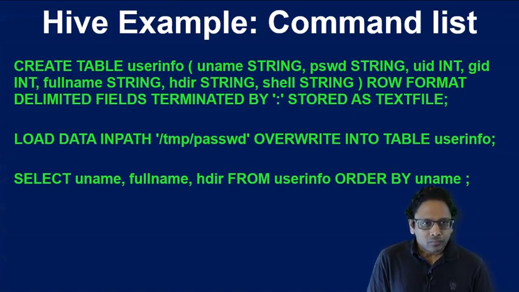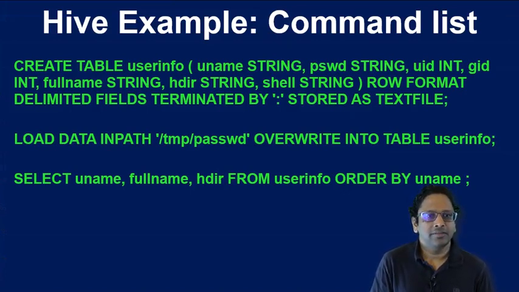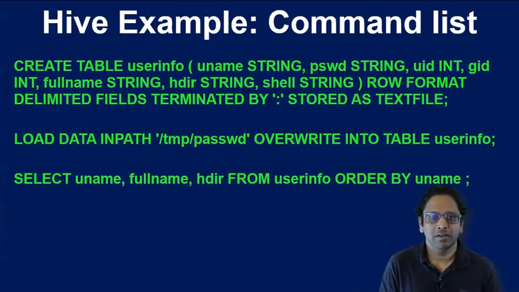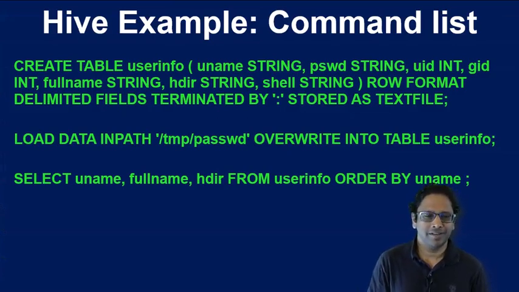So once the table is set, we load the data from /tmp/passwd. Again, give it the input path and load it into the table user info. And now what we're doing is saying, let's select the username, the full name, and the home directory from this table and order it by username. So essentially, we're trying to get the same data we got previously from Pig.